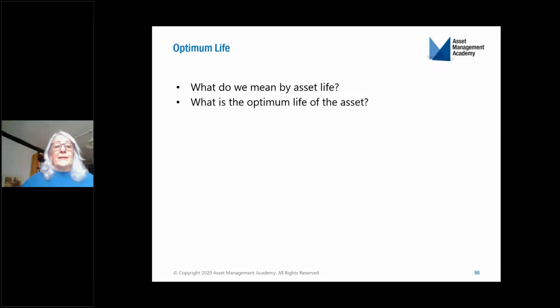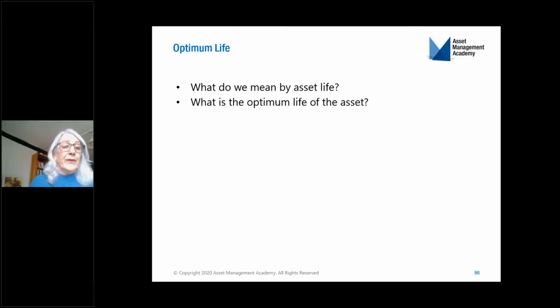How do we do this in practice? Well, I mentioned that I want in particular to look at a choice that we don't always think of being determined by costs, or at least not in this way. I want to ask the question, what do we mean by asset life? And in particular, what's the optimum life?